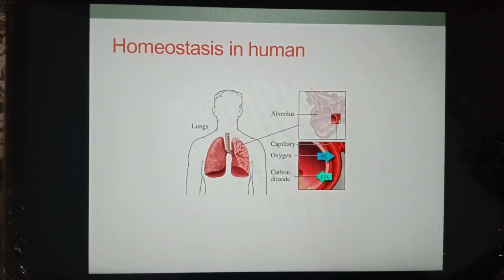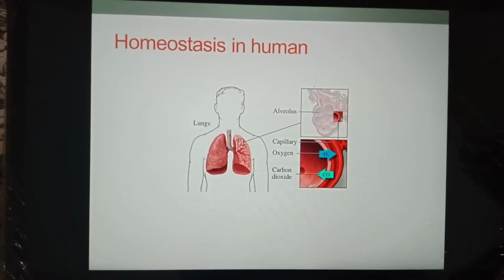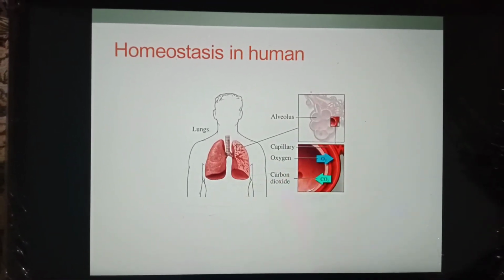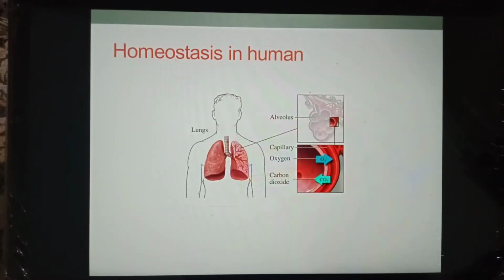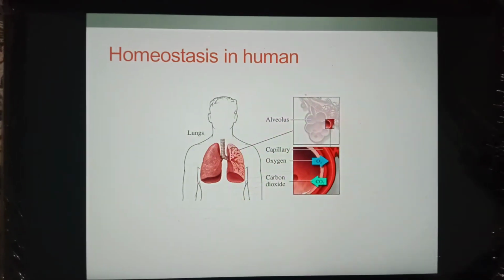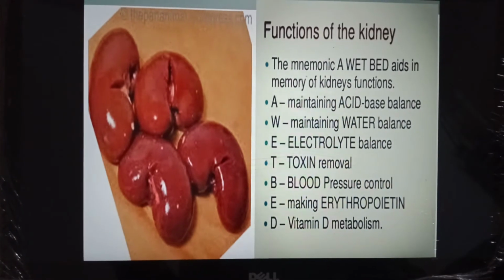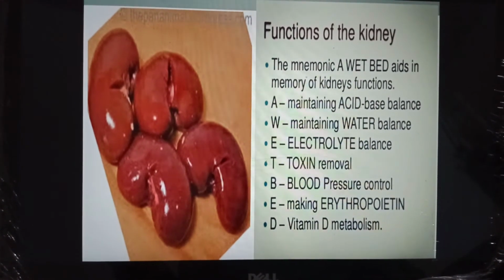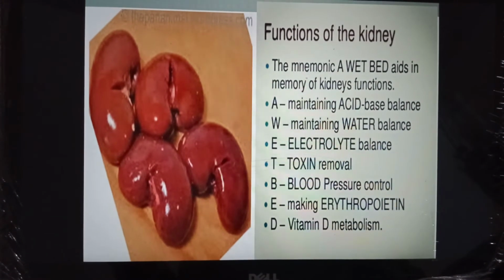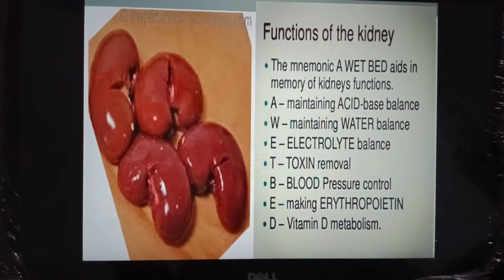Homeostasis in humans. Like other complex animals, humans have a highly developed system for homeostasis. Lungs remove excess carbon dioxide and keep it in balance. The kidney filters excess water, salts, urea and uric acid from the blood and forms urine.